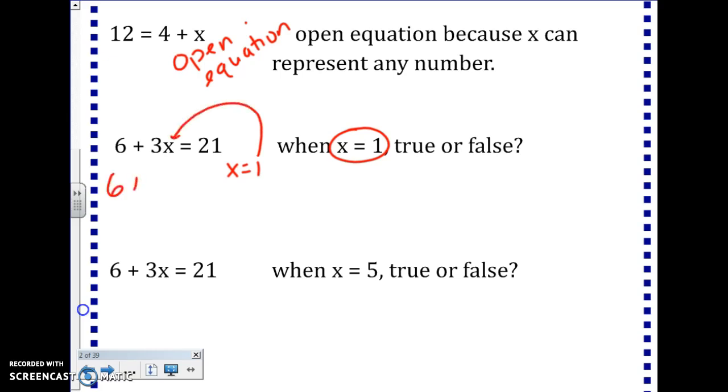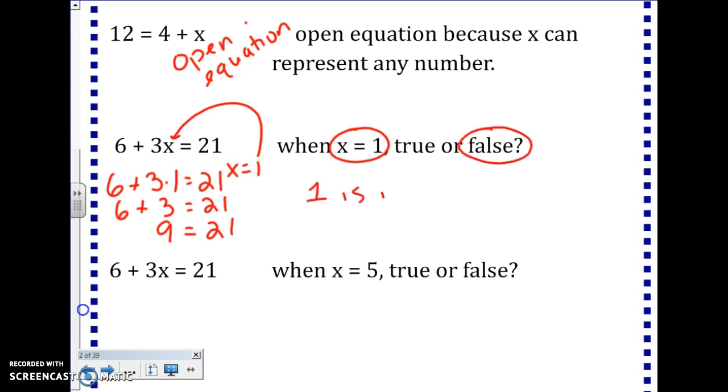That's why we were working on our substitution skills. If I put 1 in there, and I do all the math out and use my order of operations, I find out that 6 plus 3 is 9, which is not 21. So this is a false equation, and we would write that 1 is not the solution, or you can just write false for me, either one.